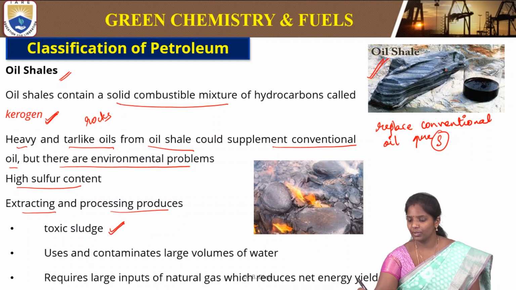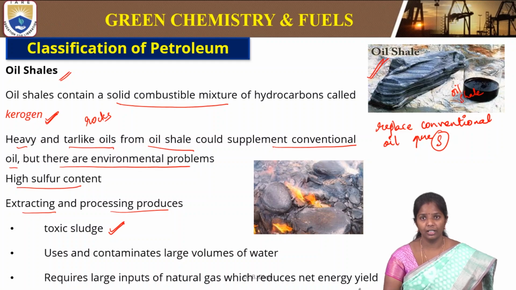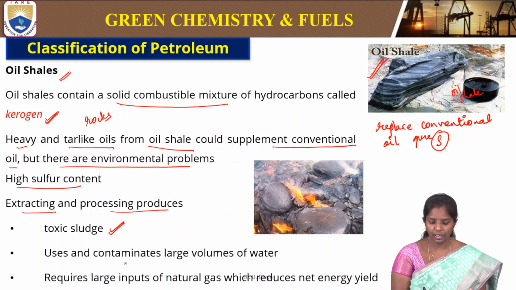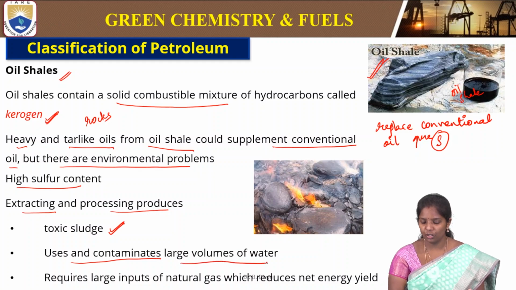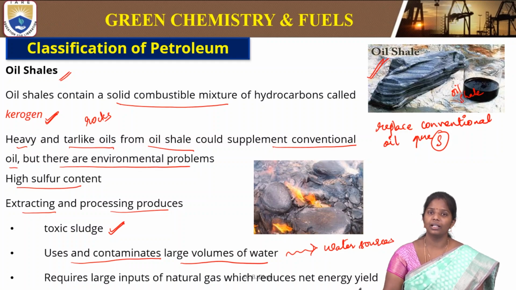So if we see from this rock, we can obtain this oil shale. But the extraction procedure will contain toxic sludge and uses and contaminates large volumes of water. So whenever there is a leakage and it is sent to water sources, it will pollute large volumes of water that we again use for our daily purpose, so that ultimately again damages liver and kidneys of humans. So that is the main cause why this is not recommended for conventional usage.